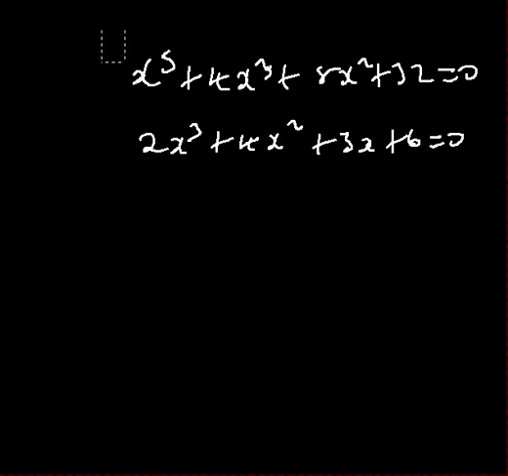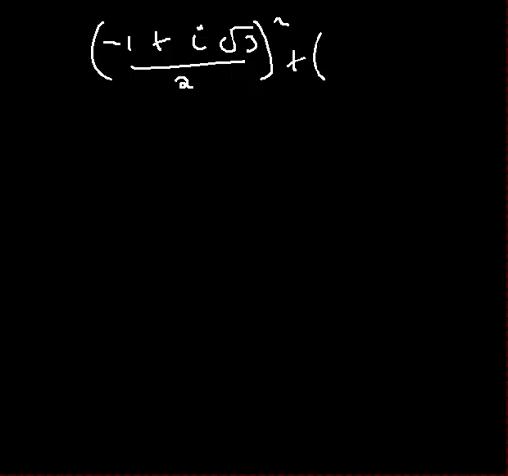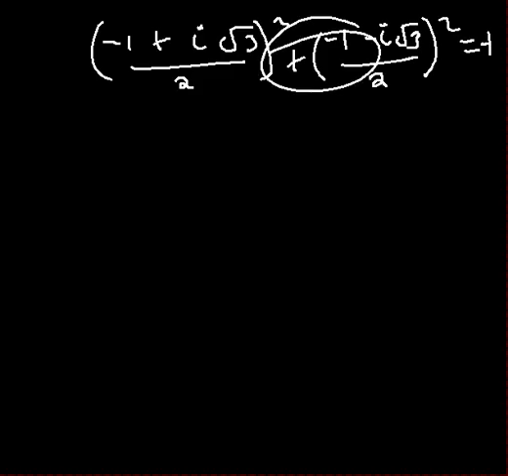And now here are some of the questions that you should also practice, as far as complex numbers are concerned. We have to show that (-1 plus i square root of 3 over 2) to the power 2 plus (-1 minus i square root of 3 over 2) to the power 2 is equal to -1. We have to show if this is true.